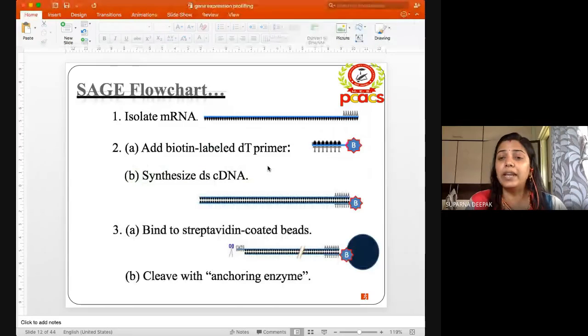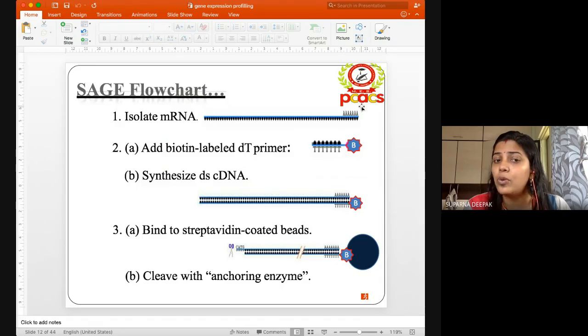Now let us go into detail about the flow. Here, what you are first going to do is isolate the mRNA. Once you have isolated the mRNA, you will add the biotin-labeled dT primer. What does dT primer mean? Poly T. Okay, what will the poly T primer do?